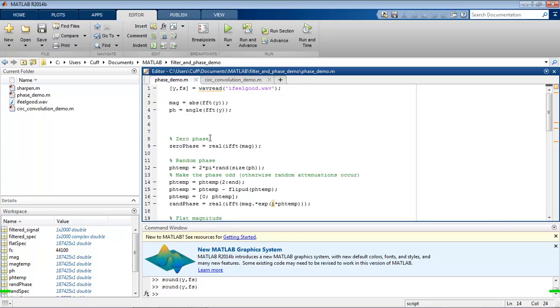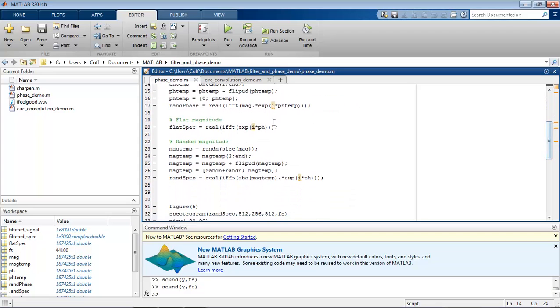First I'm going to give it a 0 phase. So I'm just going to replace the phase by 0 and now do an inverse. So I've zeroed out the phase. The next thing I'm going to do is a random phase. The random phase means I just put random numbers. I make sure it's symmetric because I need to get back a real signal. So all of this is just making sure it's symmetric.